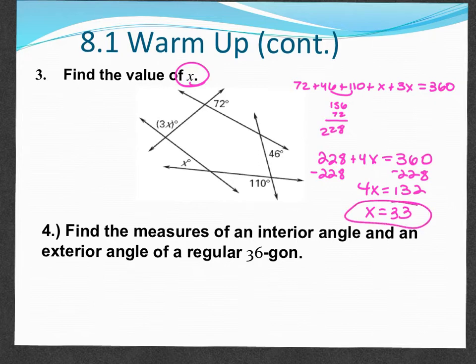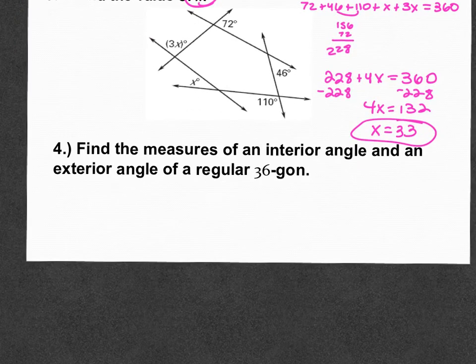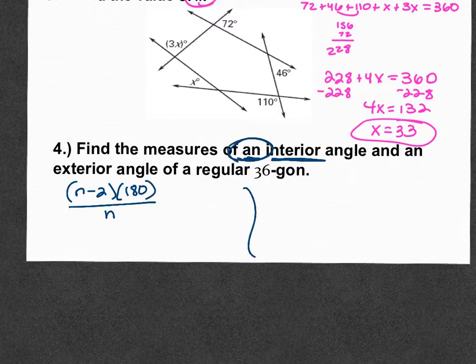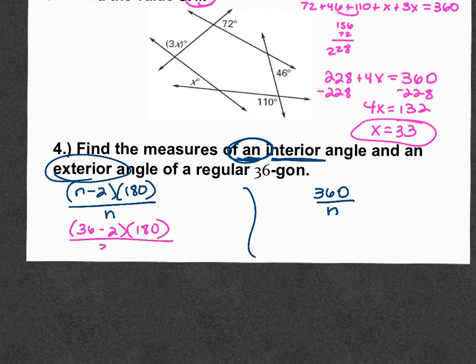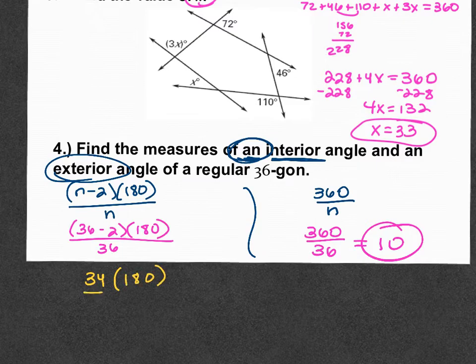And then 4 says, find the measures of the interior angle and the exterior angle of a regular 36-gon. So 2 questions here. One interior angle is n minus 2 times 180 over n, and one exterior angle is 360 over n. And n is 36. So this is 36 minus 2 times 180 over 36, and this is 360 over 36. This one's easy. That one's 10. This one becomes 34 times 180 over 36.